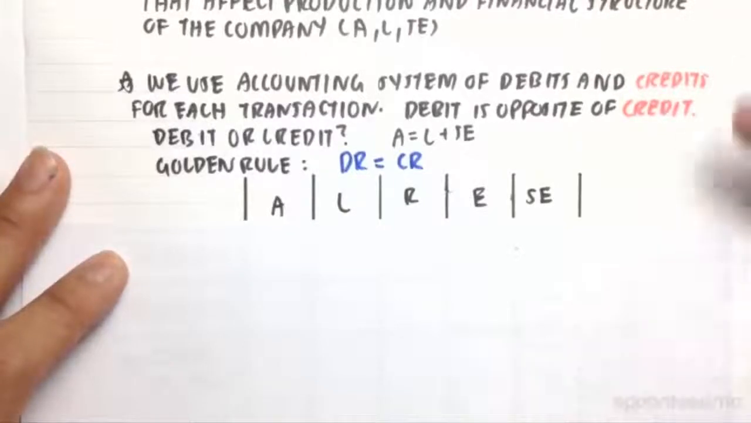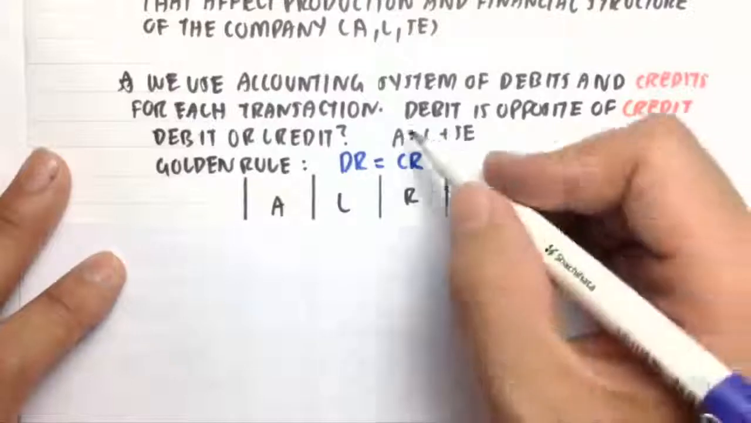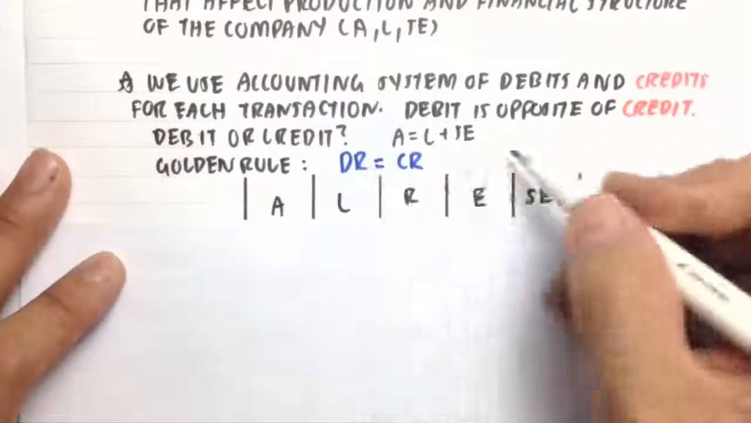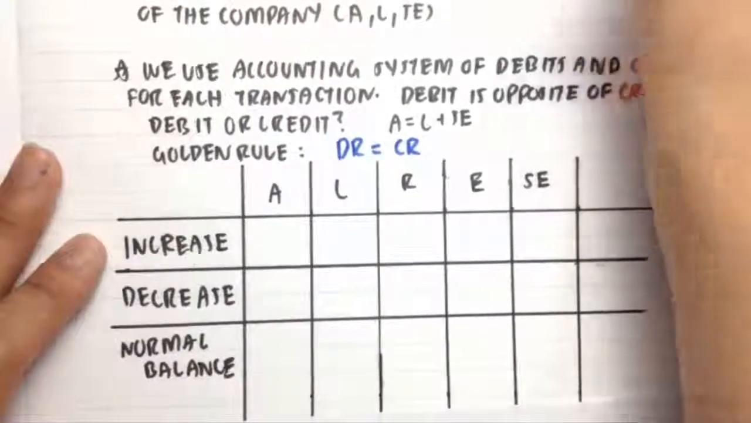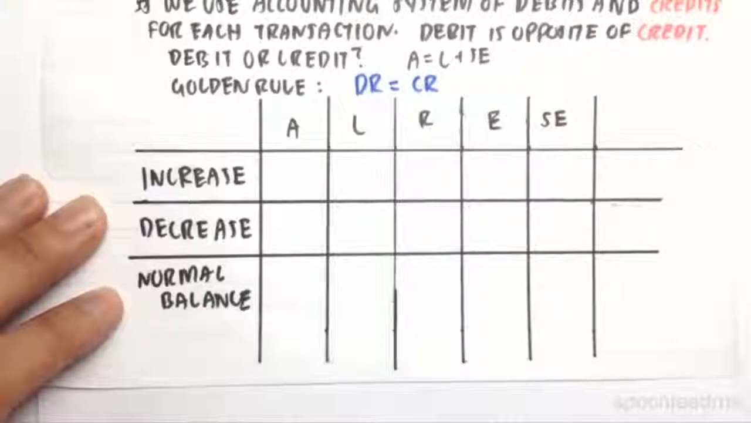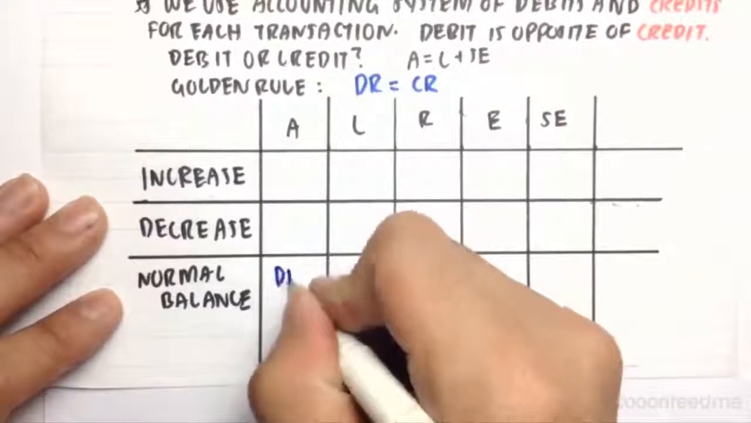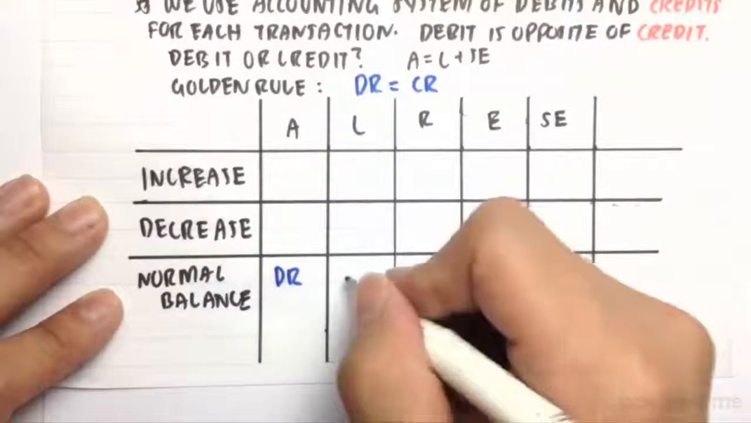tradition states that assets over here have a debit balance, and so our resources have a debit balance, and our sources all have a credit balance. Okay, so we're going to start with the balances here. So assets have a debit balance, DR for short. Our liabilities and shareholders' equity have a credit balance because these are sources.